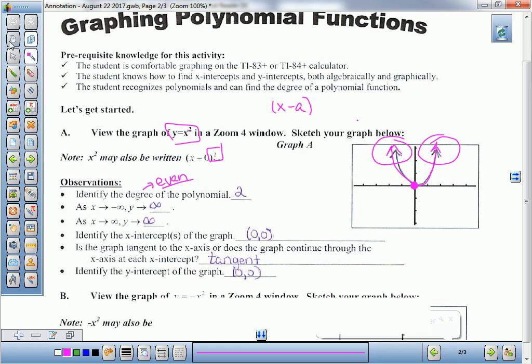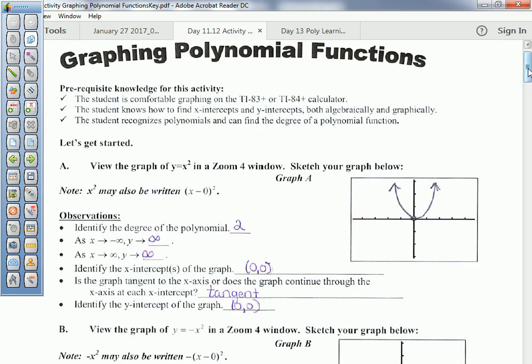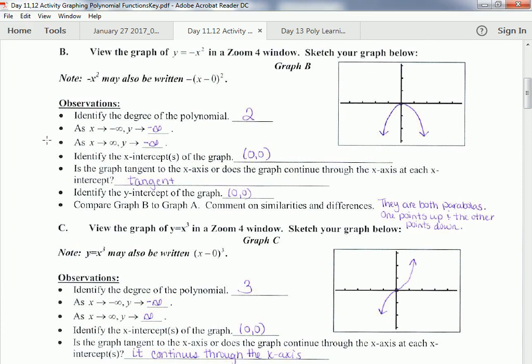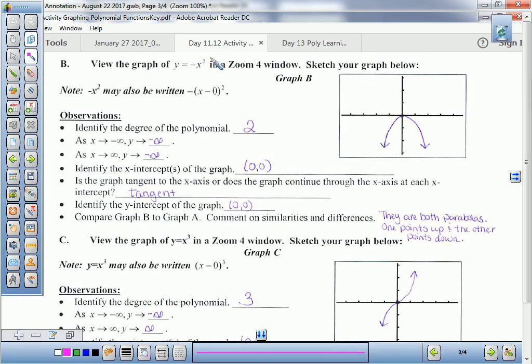Well, the second one, all it did was take that first one and flip it down, didn't it? It is just like the first one except for the negative out in front. The degree of the function is still 2. So it's still an even function. So the ends have to do the same thing. It's either rise, rise, or fall, fall.